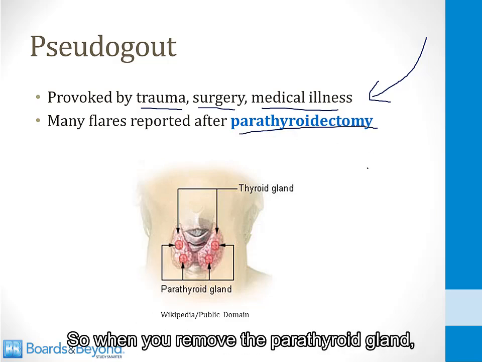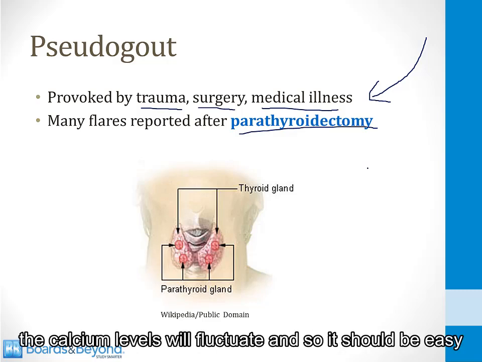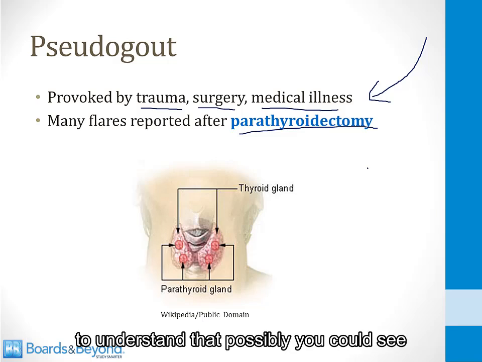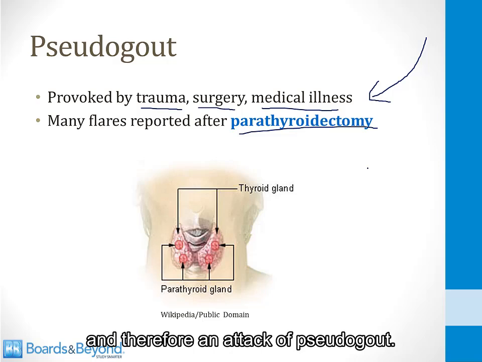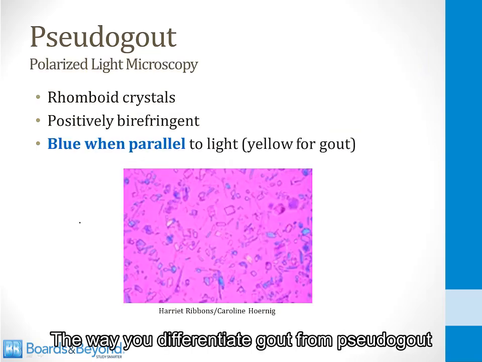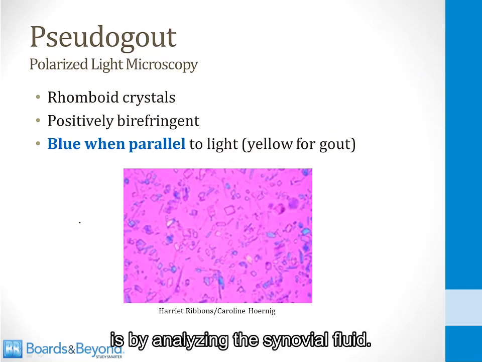So when you remove the parathyroid gland, the calcium levels will fluctuate, and so it should be easy to understand that possibly you could see increased calcium pyrophosphate deposition in joints and therefore an attack of pseudogout. The way you differentiate gout from pseudogout is by analyzing the synovial fluid.